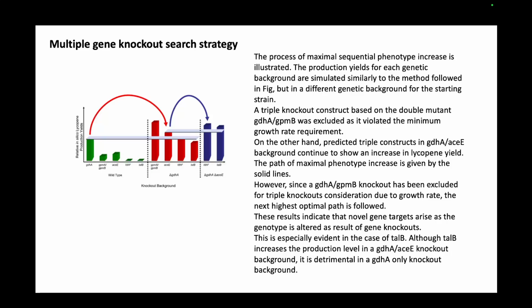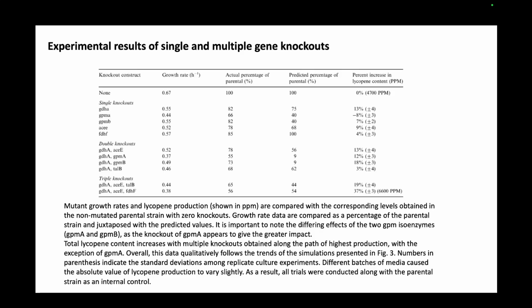This is essentially evident in the case of TALB. Although TALB increases the production level in GDHA-ACE knockout background, it is detrimental in the GDHA only knockout background. So lycopene production in single and multiple knockouts in certain genes actually can change the biomass production. So that is what we are discussing here.